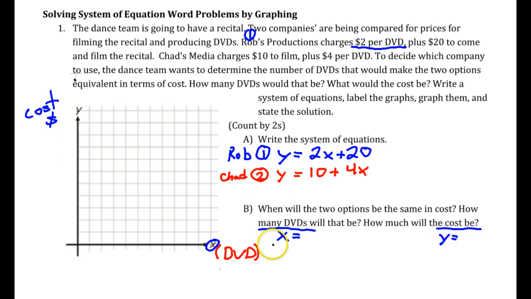So we have to translate this. They want to know DVDs. What variable does that mean? It has to be one of those things. Once I figure out where these intersect, I'll know what my two values are. Note how there are two answers. They want to know two things. There are two variables, so you have to have two answers, X and Y. All right. How do you graph this?